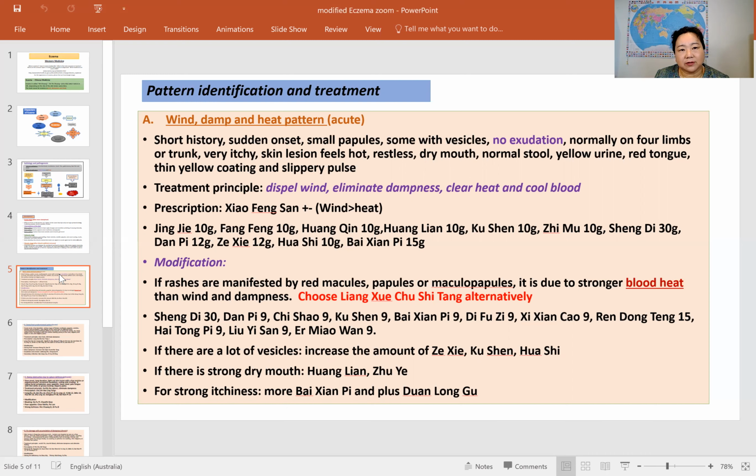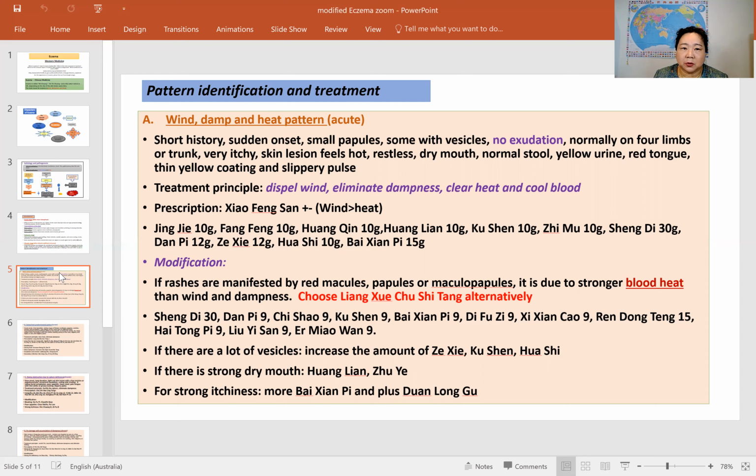It's more in the acute stage. The skin lesion has short history, sudden onset, small papules, some with vesicles, no exudation, normally on forelimbs or trunk, very itchy. Skin lesion feels hot. The patient is restless with dry mouth, normal stool, yellow urine, red tongue, thin yellow coating, and slippery pulse.